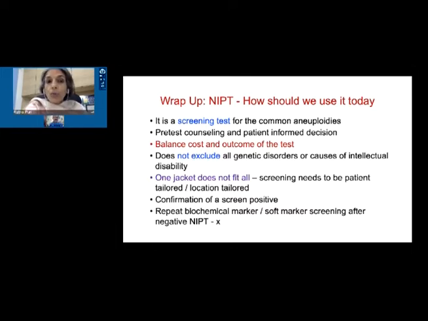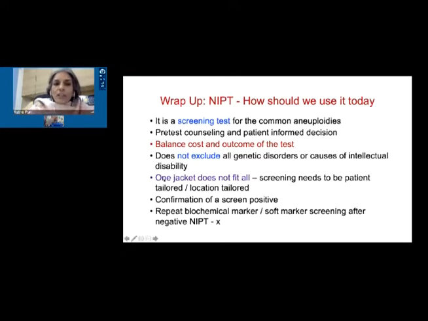I know there are limitations in our country, but it doesn't mean that we do away with pre-test counseling and at least allowing the opportunity to the patient to make an informed decision. We have to balance cost and the outcome of the test. Looking for one disorder which has a prevalence of 1 in 1,000 versus the cost of screening. It should not be that I don't screen for beta thalassemia because the family has spent all their money doing the NIPT test. It is important to understand that it does not exclude all genetic disorders or all causes of intellectual disability, because very often patients say, "कि बच्चे का तो mind का test हो गया था जी."